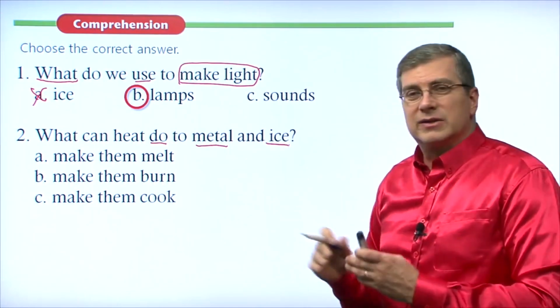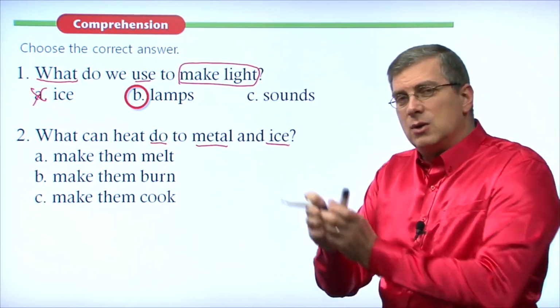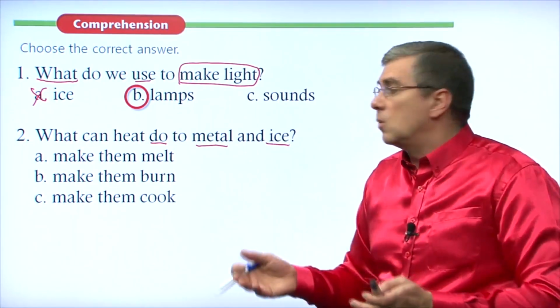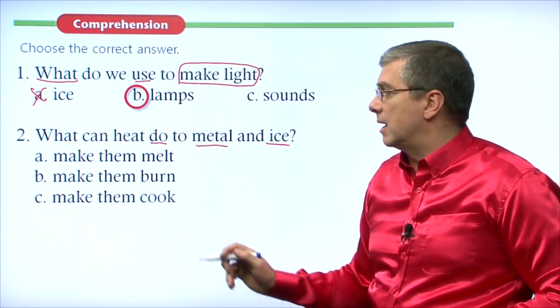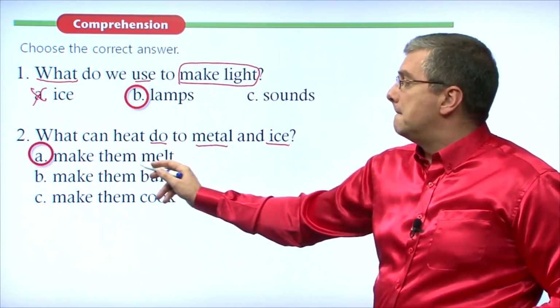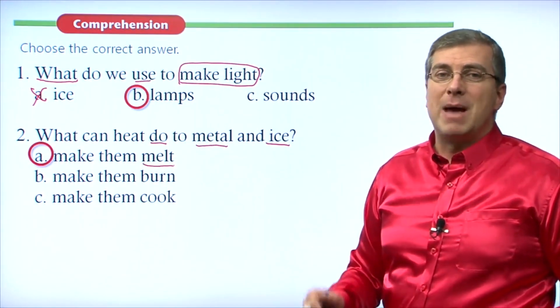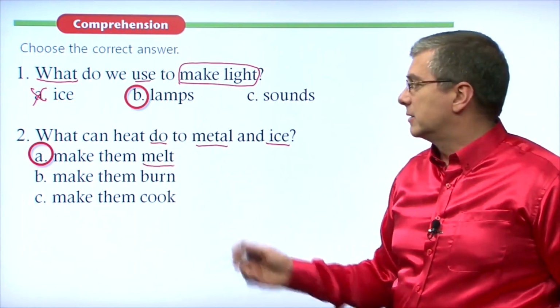But metal and ice, if you have a solid metal and you have solid water, ice is solid water, if you increase the heat, what happens? What can heat do to them? It can make them melt, right? That's true. We can use heat to melt metal or ice.